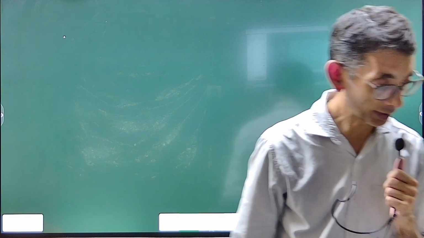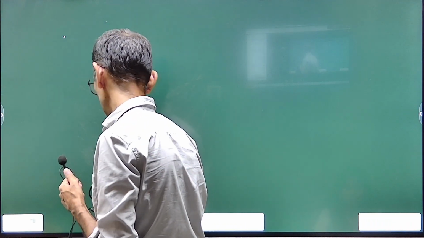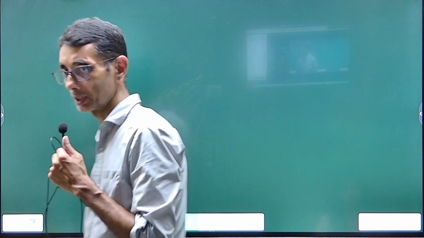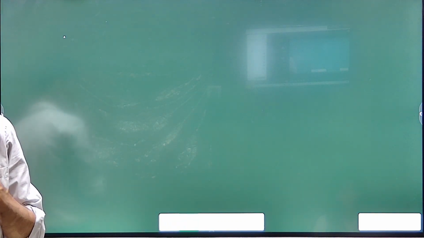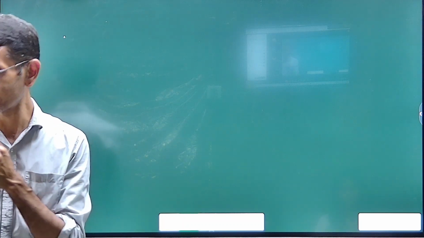This one, arithmetic, right? Ratio variations. We'll start with ratio variations. Ratio, have you learned ratio? Yeah. So what is ratio? Ratio is comparison between two similar quantities.